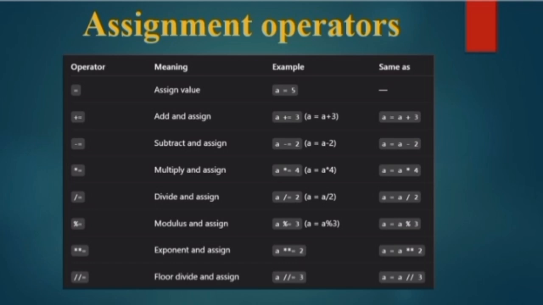Assignment operators are used to update the value of a variable in programming. The basic assignment operator simply assigns a value, like a equals 5, which means a now holds the value 5. However, there are compound assignment operators that perform operations while updating the variable. For example, a plus equals 3 means it adds 3 to a and stores the result, which is the same as writing a equals a plus 3.